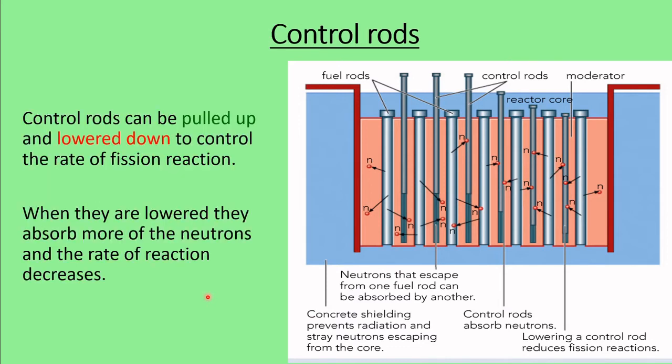Now we also use control rods that we can pull up and lower down to control the rate of the fission reaction. If we notice the fission reaction slowing down, we can lift the rods up, allow more neutrons to hit more uranium atoms. If we see the reaction is getting too fast, or the reaction is starting to become an uncontrolled chain reaction, then we can lower the control rods, absorb more of those neutrons, and slow the reactions down.